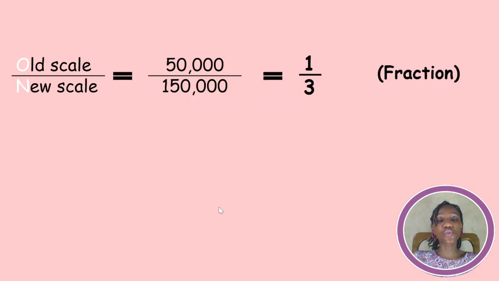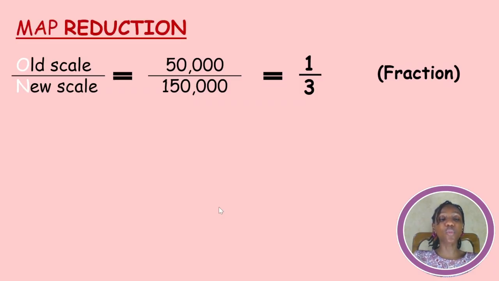And that's a fraction, so that means it's a map reduction based on the formula that we saw earlier, and we've already deduced that it was a map reduction using our inverse relationship. Now we know that the factor by which we are going to reduce the map is 1 over 3. So we're reducing the map to a third of its original size. If we had done 1 ratio 50,000 divided by 1 ratio 150,000, we would have gotten 3 instead of 1 over 3, and that would have been very wrong.